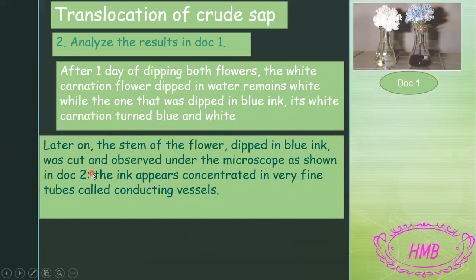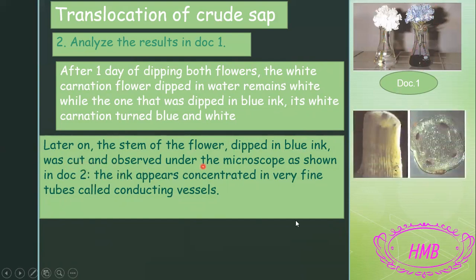What we did to it? It was cut and observed under the microscope as shown in document 2. So now we will look at the second document. This is document 2. These are pictures of the stem of this flower, which is the one placed in the blue ink. As you can see, we have two pictures because we cut the stem in two ways, transversally and longitudinally. Transverse means across the width, and longitudinal means along the length. Just to see what happened inside the stem.